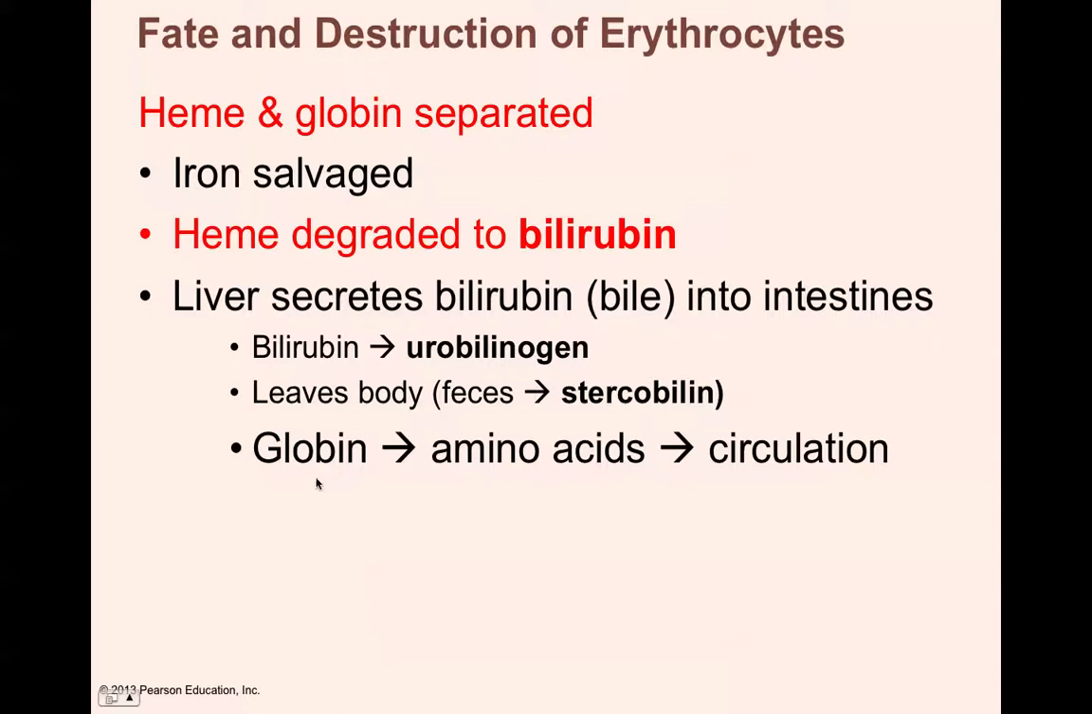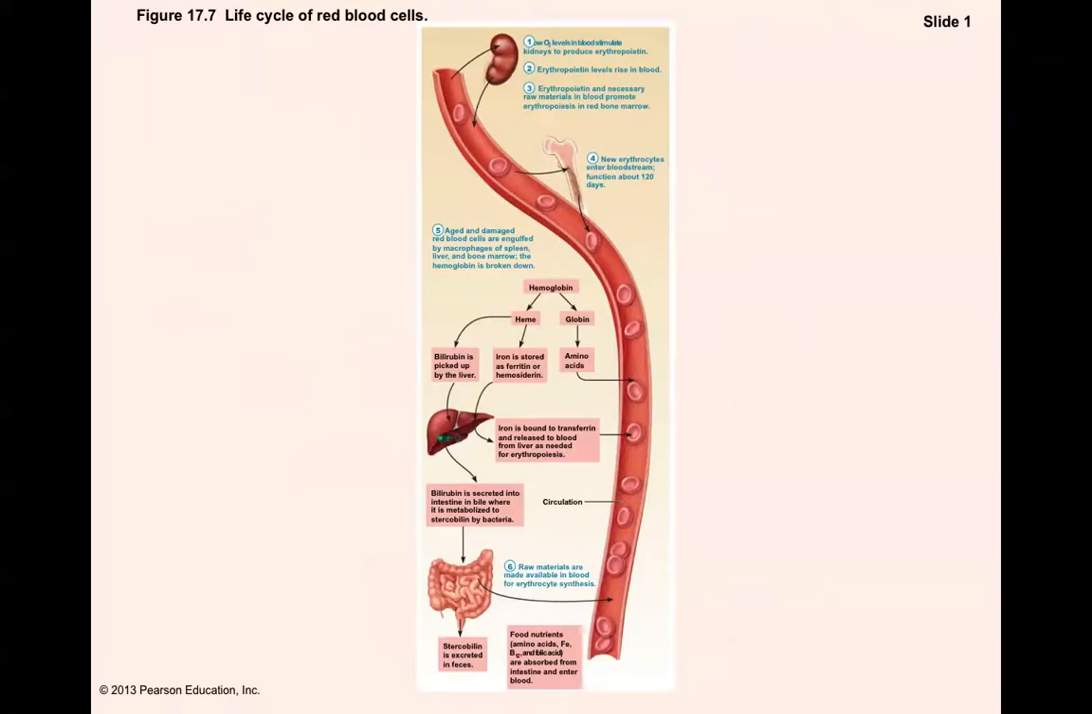Then what happens to the globin? Remember, the globin is a protein, so it's broken down into amino acids, which can then go into general circulation, and these amino acids can be used by the body in order to make new protein where needed. Now this figure is kind of small, but it shows the life cycle of red blood cells. 1. Low oxygen levels in the blood stimulate the kidneys to produce erythropoietin.